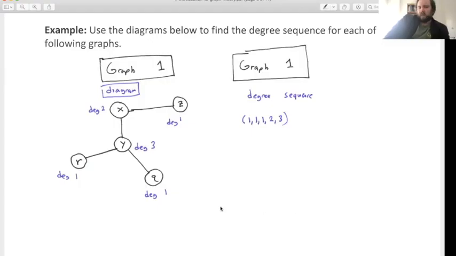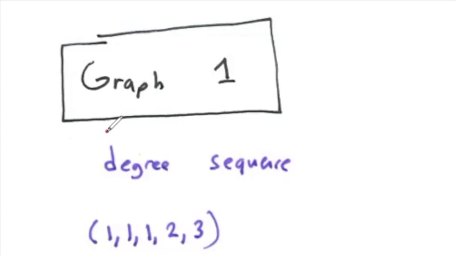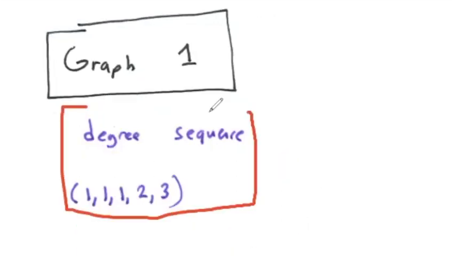We can do the same thing with a diagram. It's not hard. If I look at the vertex Z, I see there's one edge, and this has a degree of 1, and X has 2 edges that it is incident to. So X has a degree of 2. And if I take each of these numbers and put them in an ordered list, I get the degree sequence, which is 1, 1, 1, 2, 3.